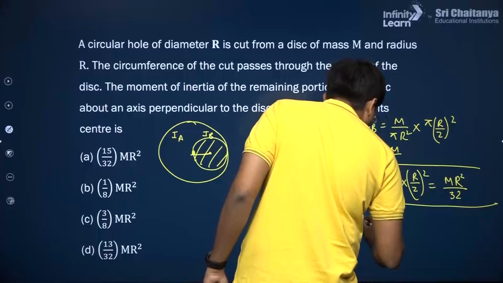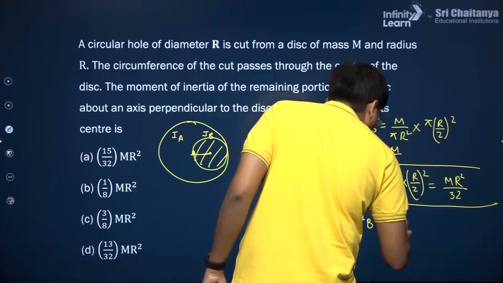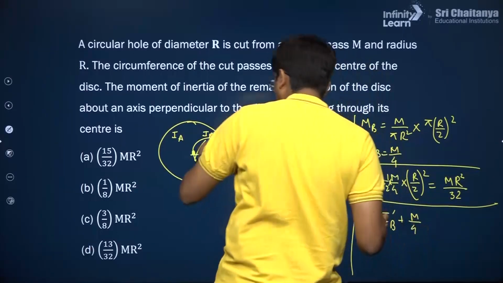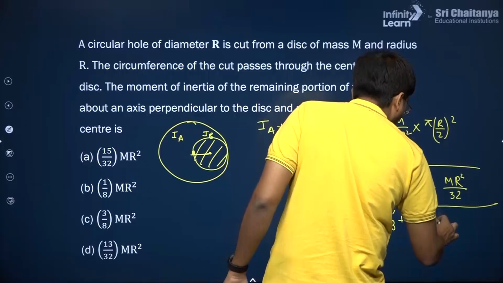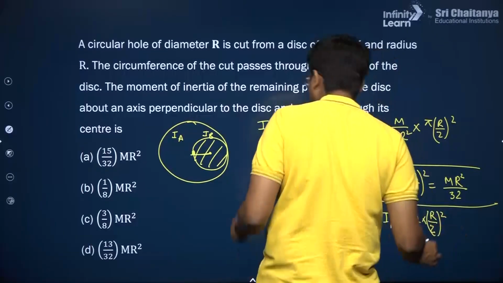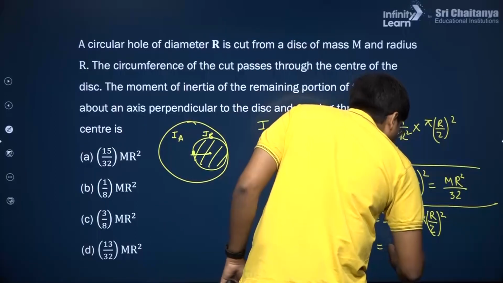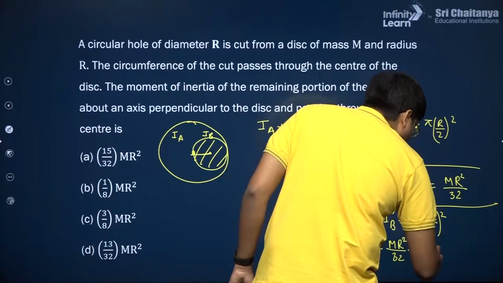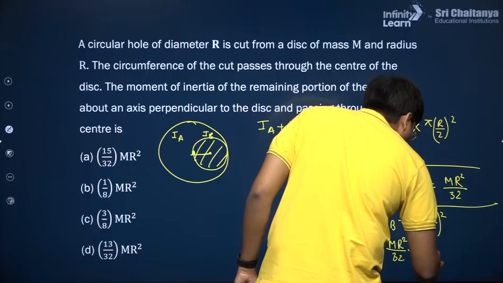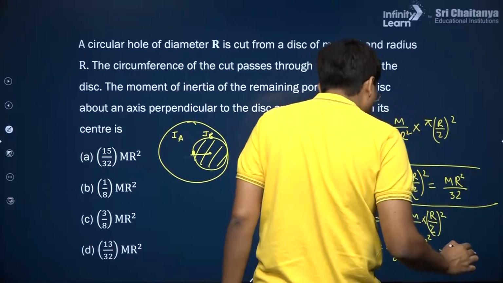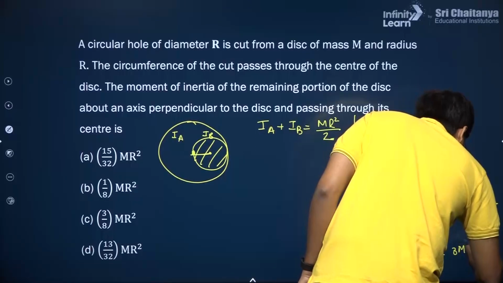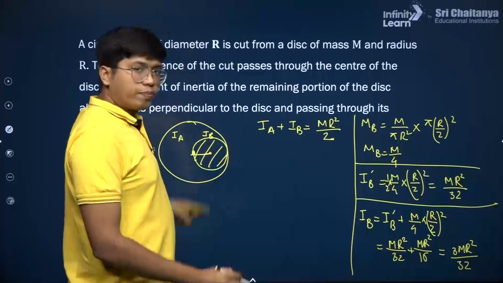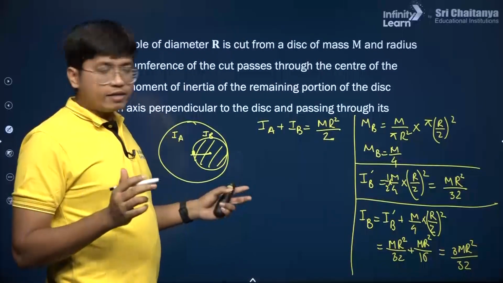According to that, IB is equal to IB dash plus m by 4, which is the mass of this piece, into r by 2 whole square, which is how much you are shifting it by. So that gives us mr square by 32 plus mr square by 16. That is equal to 3 mr square by 32. That is the moment of inertia of this removed piece about the center of the entire disk.